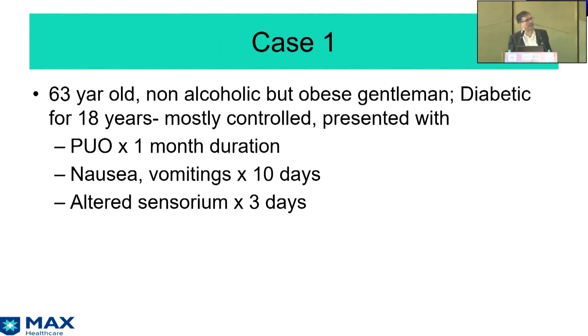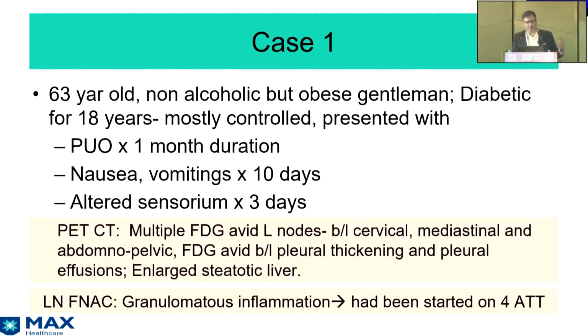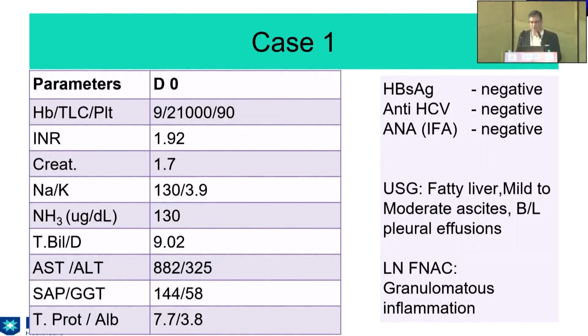So with that, we come to the only case: a 63-year-old male, non-alcoholic, obese gentleman, diabetic for 18 years, mostly controlled. He had been having PO for 1 month, for which he was investigated with a PET CT, which revealed multiple necrotic lymph nodes. FNAC from them revealed granulomatous inflammation, and he had been started on 4-drug ATT almost 2 to 3 weeks back. He came to us now with nausea and vomiting of 10 days duration and altered sensorium of 3 days duration.